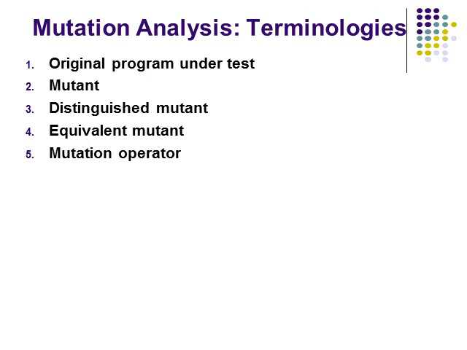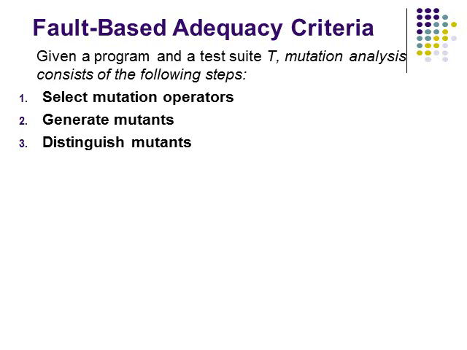The third one, distinguished mutant, a mutant that can be distinguished from the original program by executing at least one test case. Fourth one, equivalent mutant, a mutant that can't be distinguished from the original program. Fifth, mutation operator, a rule for producing a mutant program by syntactically modifying the original program. The next will be fault-based adequacy criteria. Given a program and a test suite T, mutation analysis consists of the following steps. First, select mutation operators. Second, generate mutants. Third, distinguish mutants.